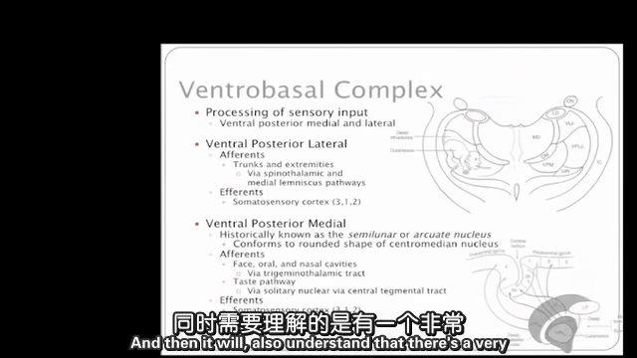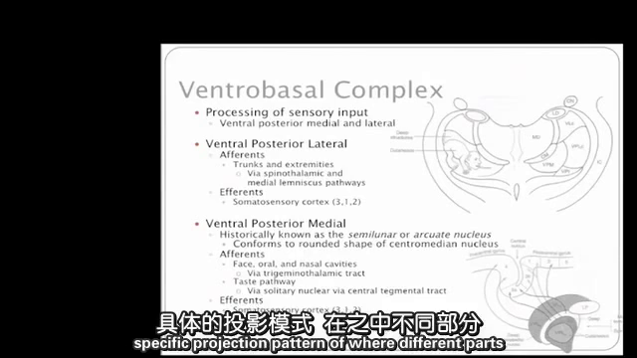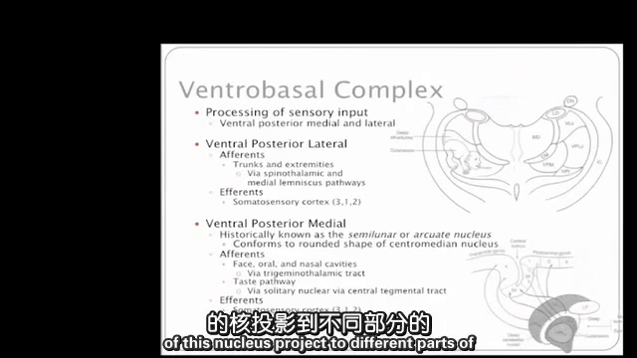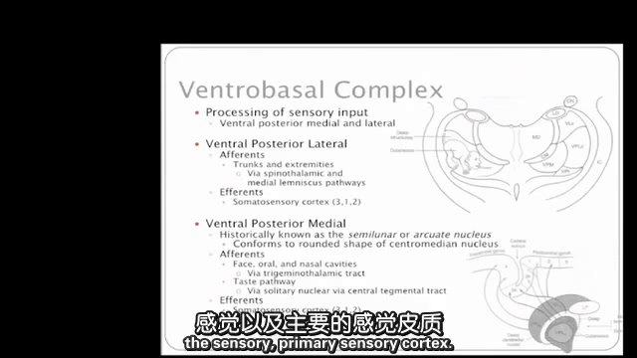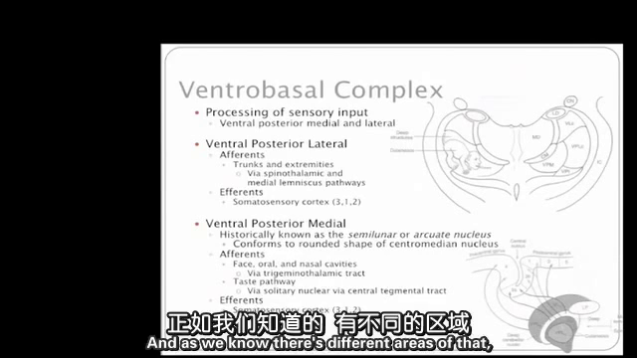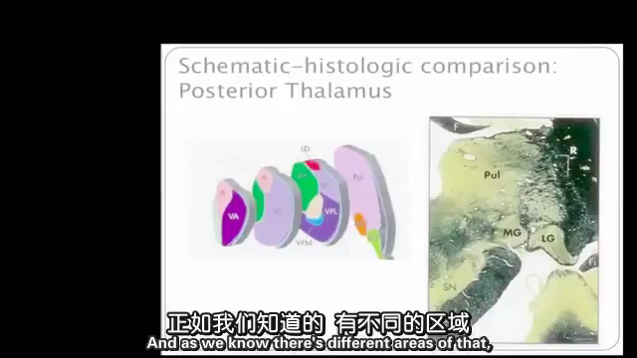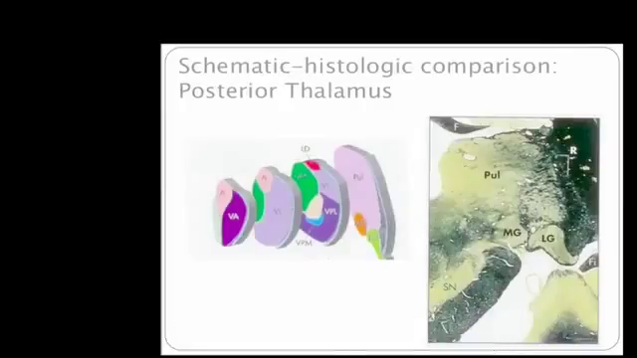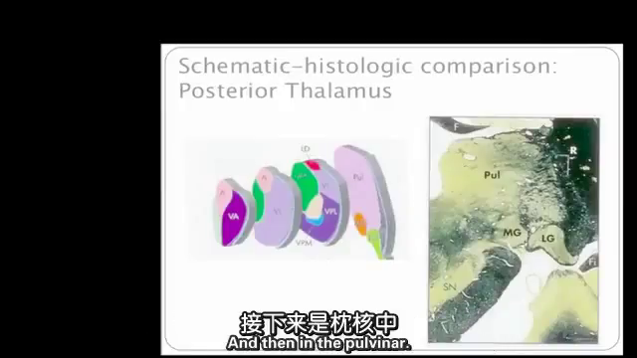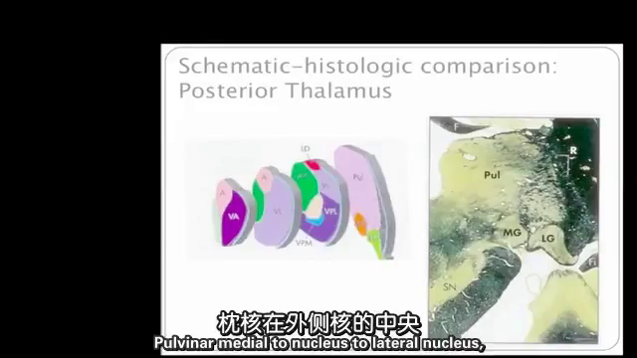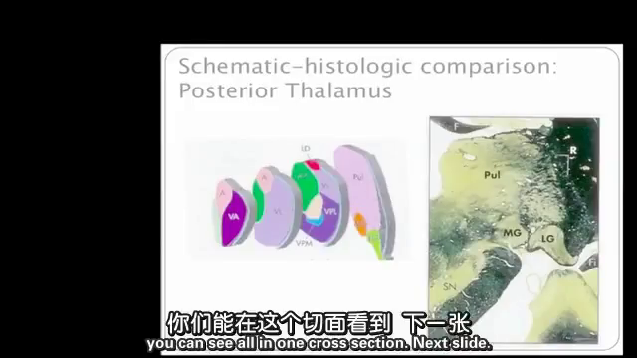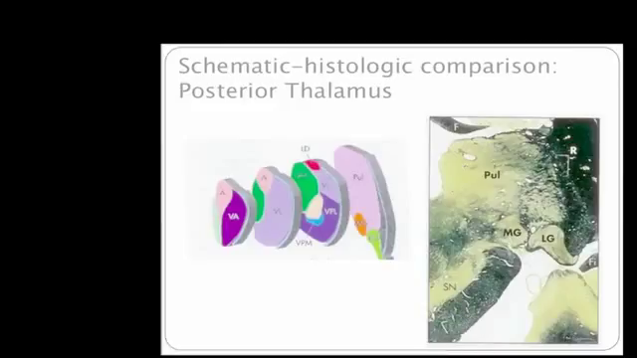So that's an important relationship to remember. And then also understand that there's a very specific projection pattern of where different parts of this nucleus project to different parts of the primary sensory cortex, and as we know, there's different areas of that. Next slide. And then the pulvinar. Pulvinar, medial geniculate, lateral geniculate, you can see all in one cross-section. Next slide. Sorry, I'm going quickly.